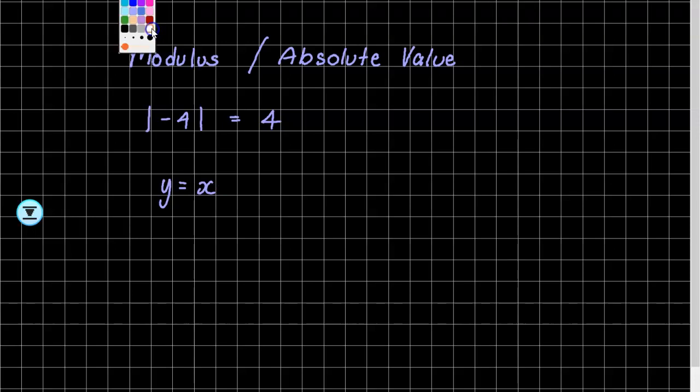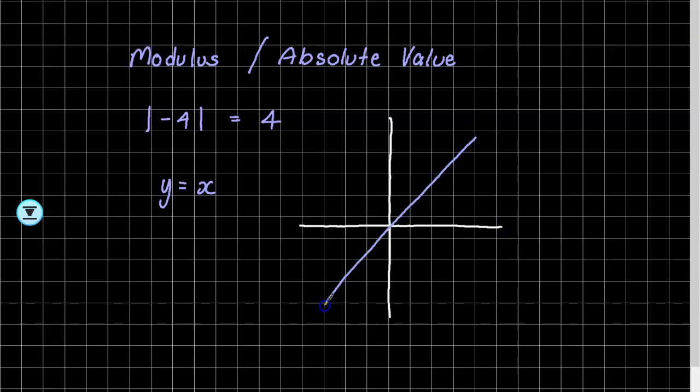We've done some of this stuff, okay? So we look at our y equals x graph. We know that y equals x looks like this. So when x is 1, what is the modulus of 1? Well, it's 1. That's no big drama.